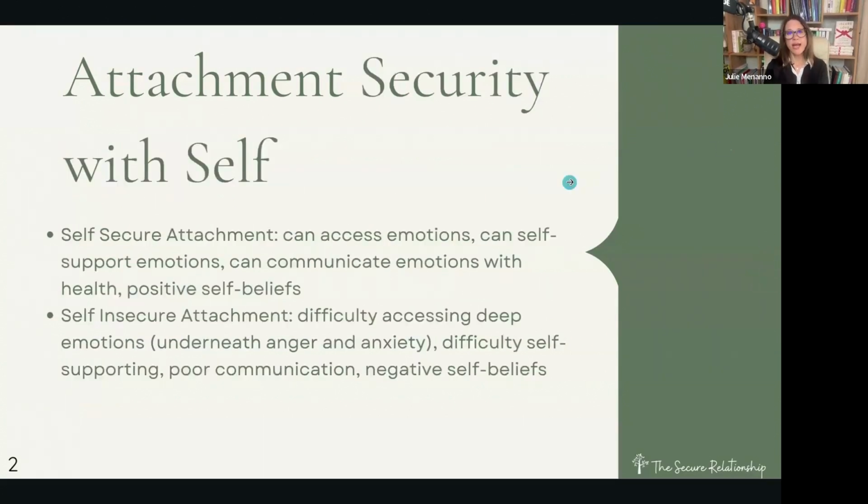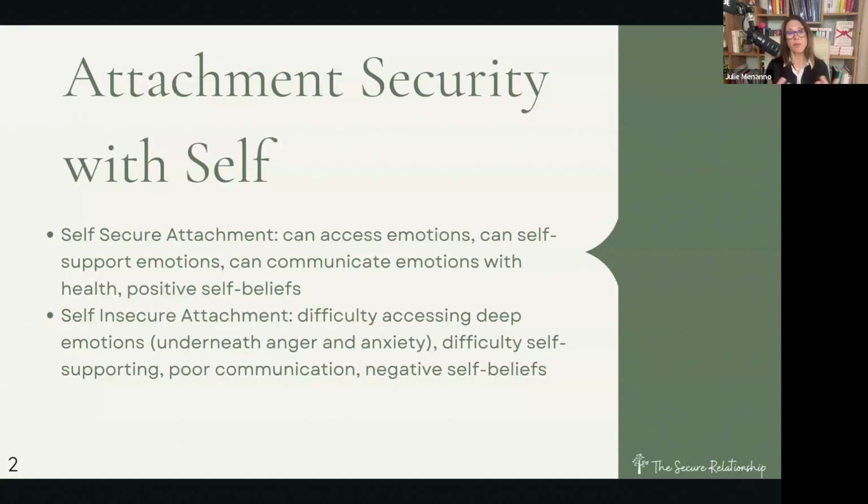All right. So what is attachment security with self? That means your relationship to yourself is how you respond to your own self. Can you access your emotions? Can you self-support your emotions? Can you self-regulate? Are you in touch with them? We can't communicate our emotions effectively with others if we don't have access to them or the ability to regulate them to begin with.